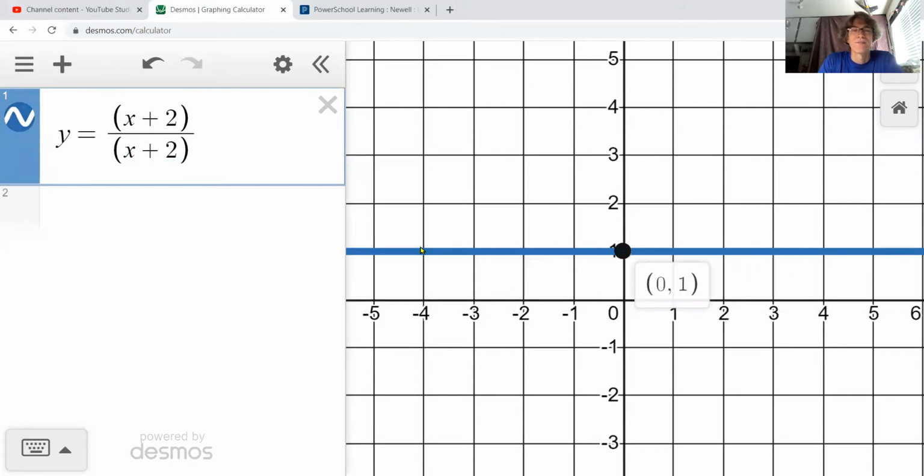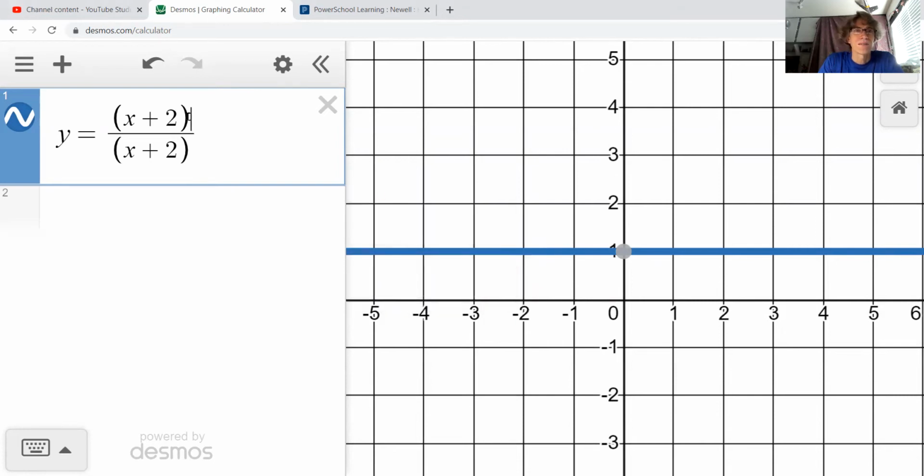Oh, okay, well, that's weird. But wait a minute. Isn't -2 a forbidden number? Look what happens when I trace this. Okay, see the dot, see the dot, see the dot? What happens when I get the -2? Undefined, but look, there's a hole. You see it's hollow? Here it's solid, but there's a hole.